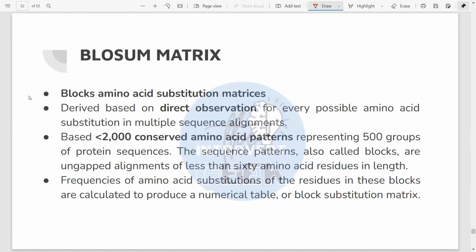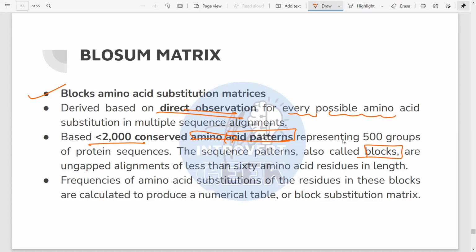BLOSUM stands for Blocks Amino Acid Substitution Matrix. How is this matrix formed? It is a result of direct observations of every possible amino acid substitution in multiple sequence alignment. So they have aligned multiple sequences of proteins, and by directly observing it, they have come up with this matrix. They have looked at more than 2000 conserved amino acid patterns. These patterns are what are called blocks.